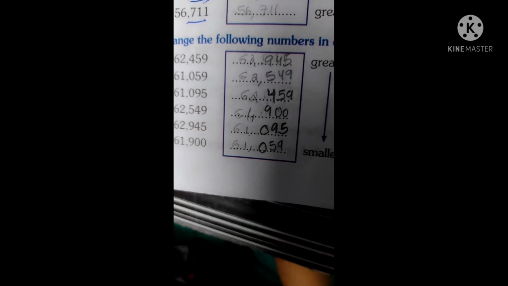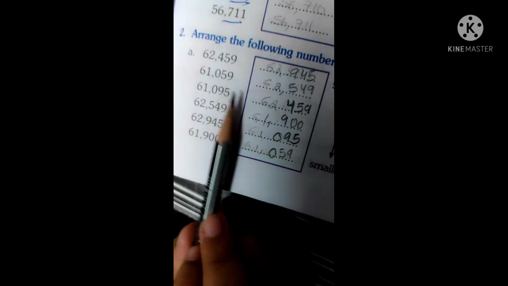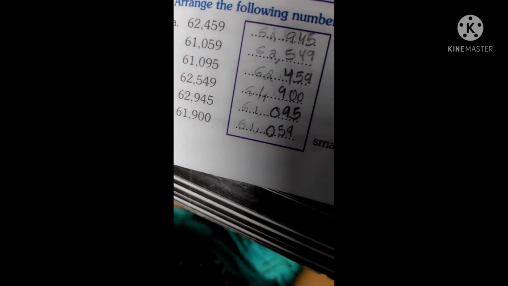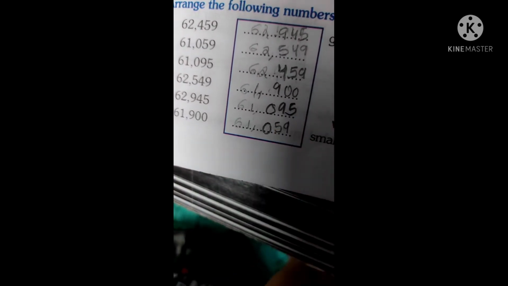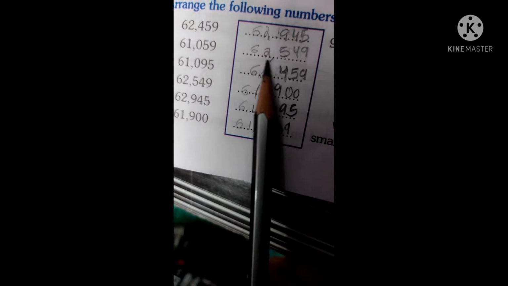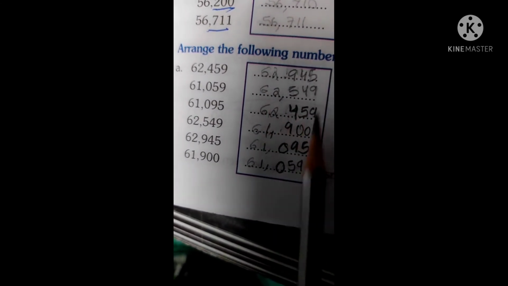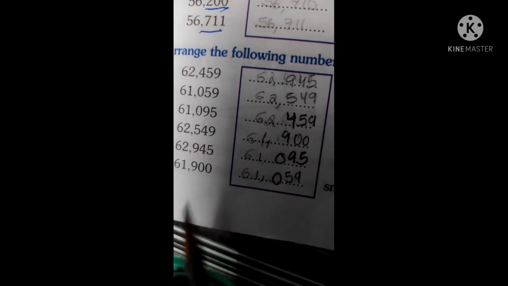So let's see. So our question is 62,459, 61,050, 61,059, 61,095, 62,549, 62,945, 61,900. So let's arrange these numbers in descending order. So 62,945 is the biggest number because it is having 9 and it is having 2. So this is the biggest number.